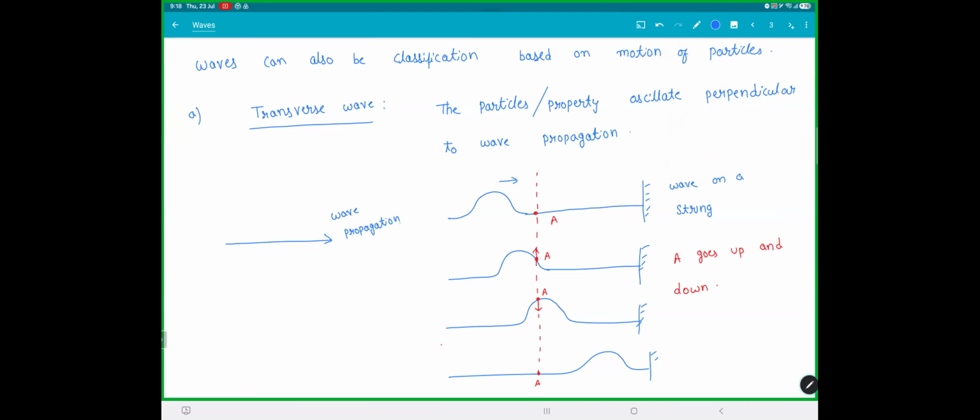On a beach, the waves which you see are actually transverse waves. The particles go up and down. This is the propagation of this thing. But the wave is going forward. Tsunami is a transverse wave.